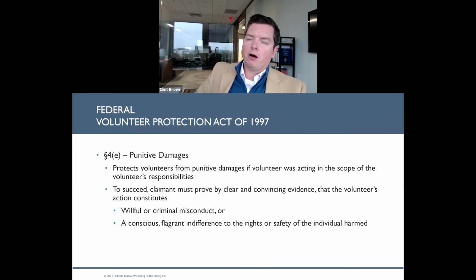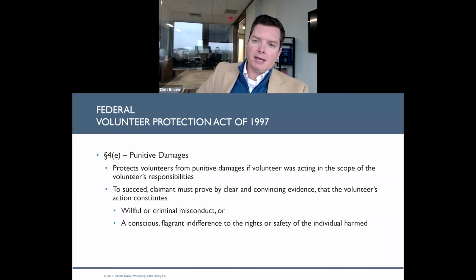Punitive damages. It also protects board members and other volunteers from punitive damages as long as the volunteer was acting in the scope of their responsibilities, right? Staying within that bubble, only using the powers and duties within that bubble based on governing documents or state or federal law. To succeed in punitive damages.